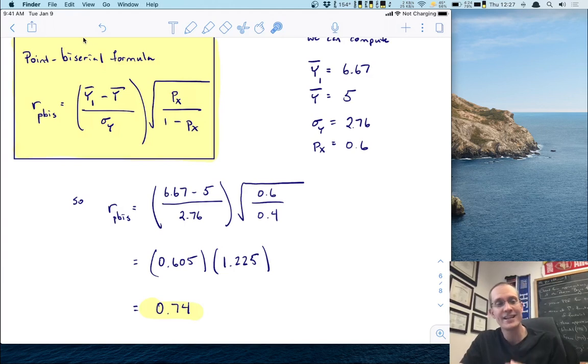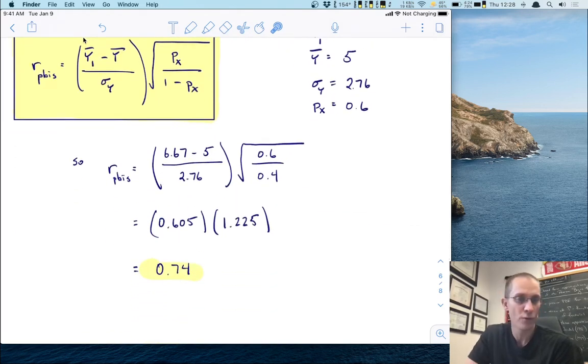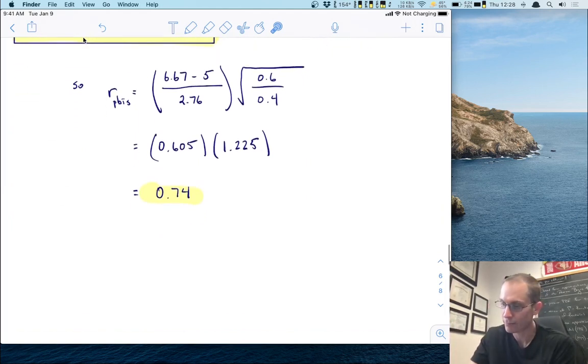Again, it is interpreted exactly the same as a Pearson correlation. Closer to 1, the better the fit. This is a pretty high degree of association. Okay, and it's a positive association. So as x goes up, so does y. You can actually see that in these data up here. As x goes up, that means as people get things correct, notice those scores are higher than these down here. So that's what that correlation of 0.74 is telling you. Okay, it's measuring the degree to which that pattern is there.